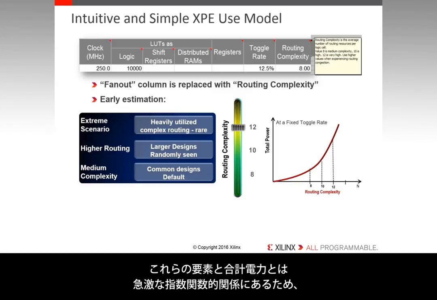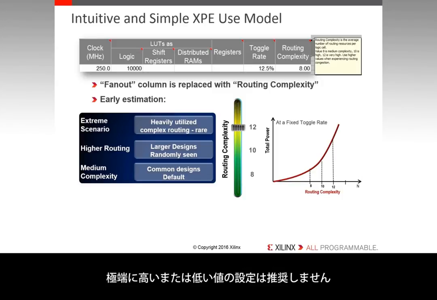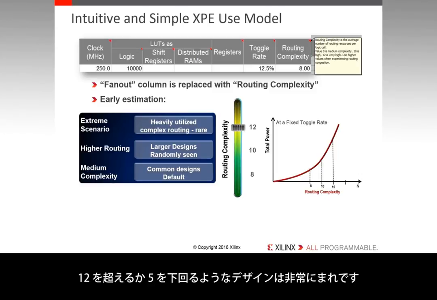However, these factors have a steep exponential relationship with total power. It is not recommended to go either extremely high or extremely low with the numbers, as it's very rare to have designs as a whole that exceed 12 or are below 5.